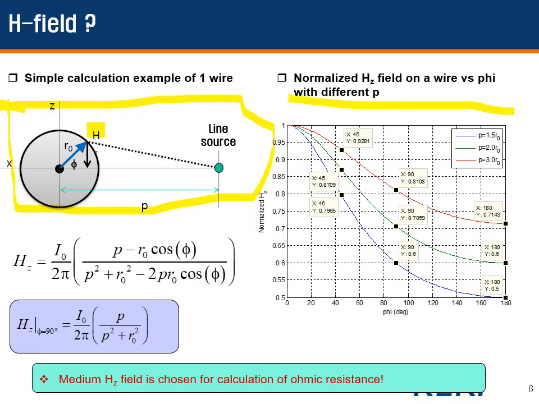This figure shows the normalized Hg field on a wire versus phi with different pitches. As you can see, the Hg varies according to phi. So to calculate the magnetic field for the AC resistance, we choose the medium Hg field, not the whole magnetic field at each angle.